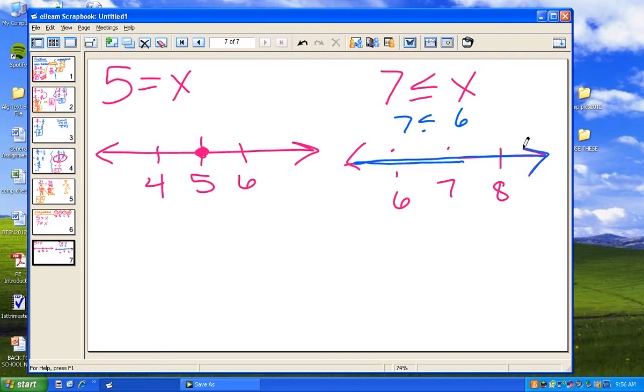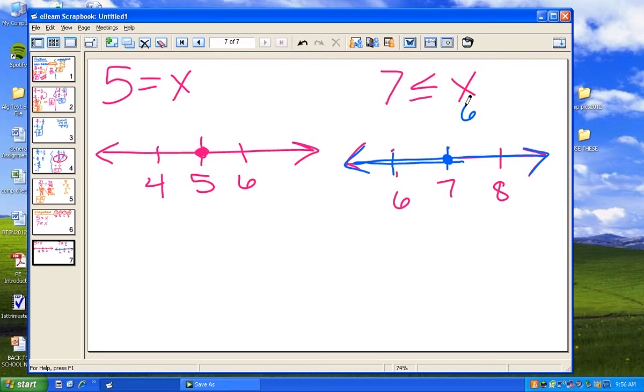Okay, here's my number line. Here's my 6. Here's my 7. We know that it is equal to, so we put our dot here, but we're saying 7 is less than or equal to x. So when I checked it, I threw in a 6. Is 7 less than or equal to 6? No. So that line drawn in this direction was wrong.